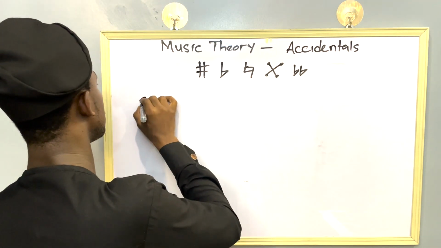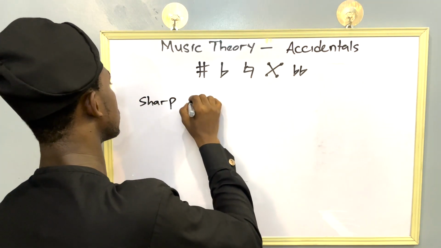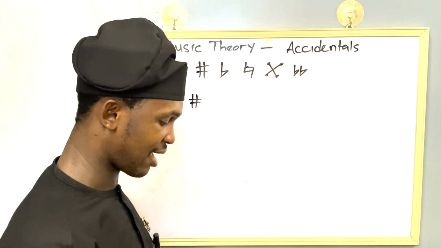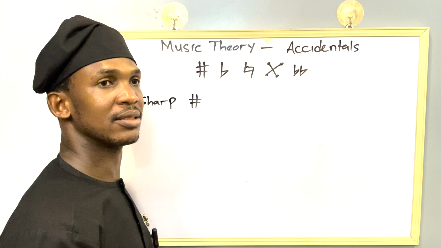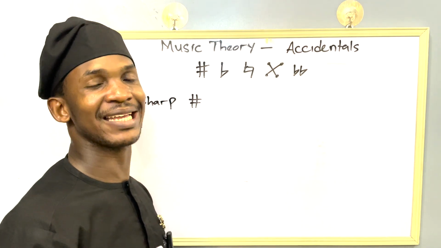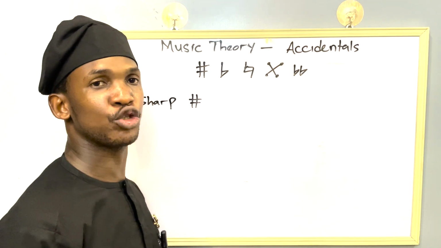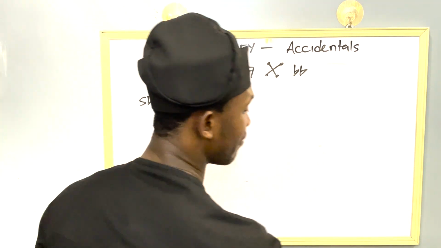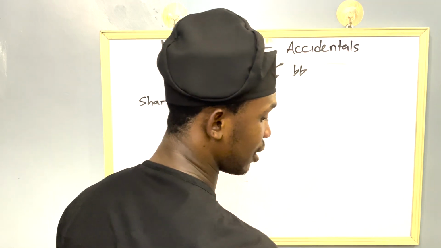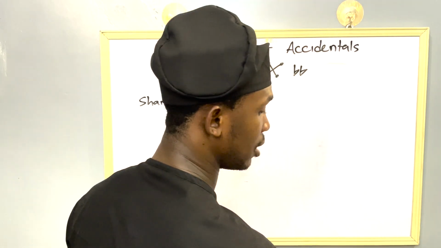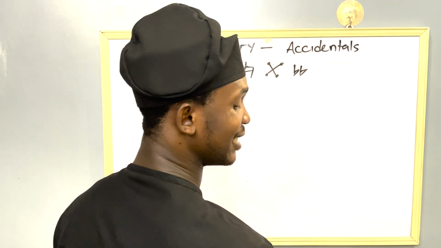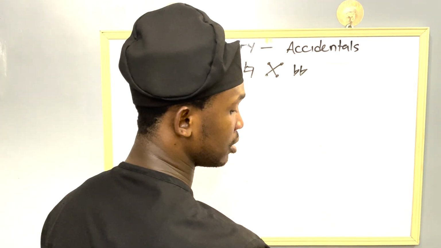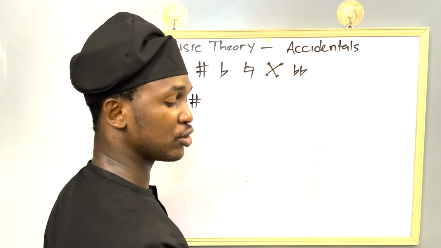The sharp sign, whenever it's placed in front of any note on the staff, raises the pitch of the note by a semitone. Now, a semitone is the shortest distance between 2 adjacent notes. For example, if you have a note, let's say C, the next note to it is C sharp. That's the shortest distance between 2 adjacent notes.